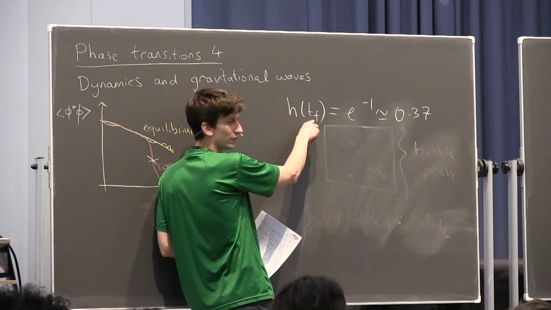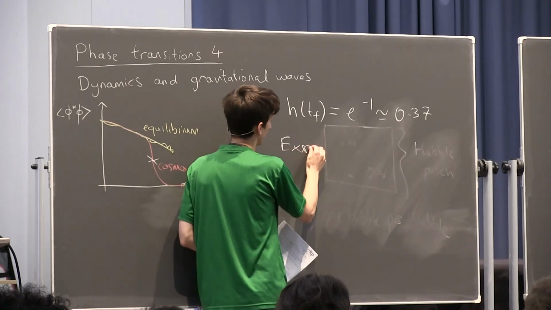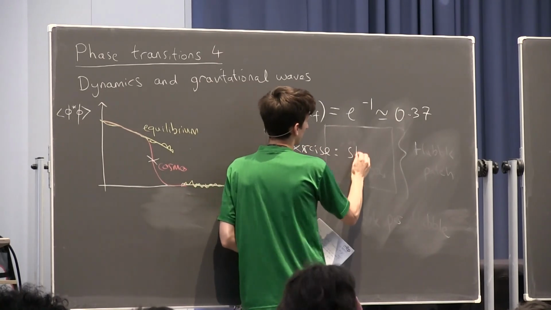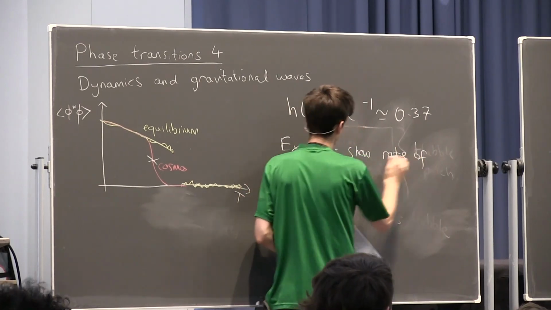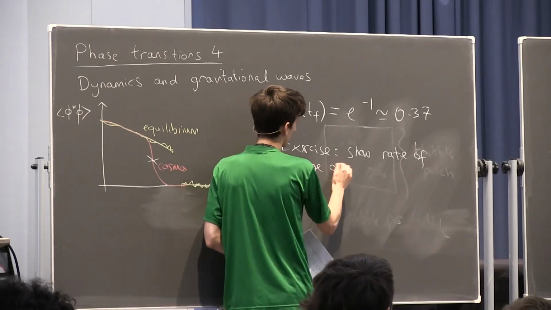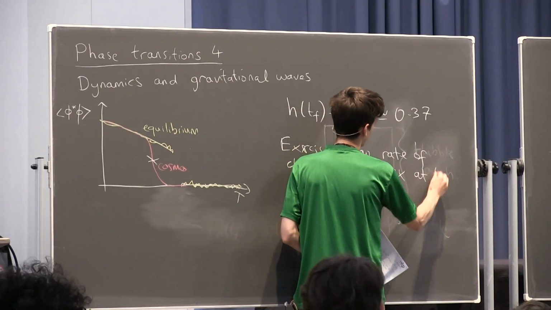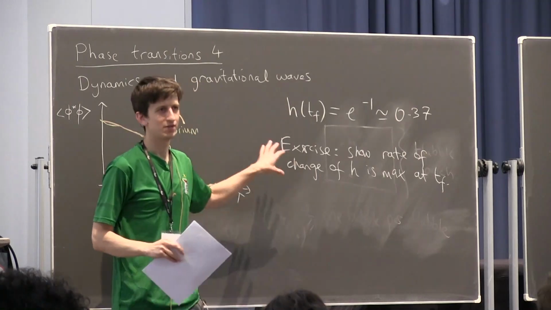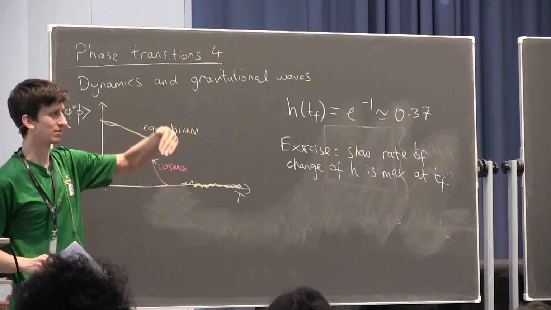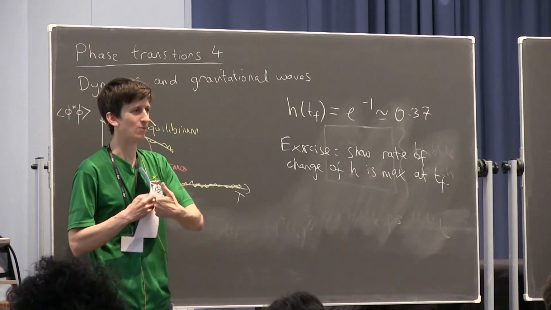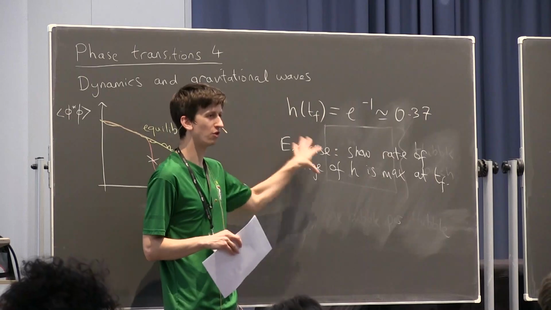In fact, this TF is a little bit more special than that. And if you want, show that the rate of change of H is maximal at TF. I mean, it's not difficult to show that, but this TF time is the time in which this is changing the most rapidly. The universe is changing the most rapidly. So in terms of bubble collisions, it's the time where the most area of bubble is hitting the most area of other bubbles. So the volume is changing the most rapidly.